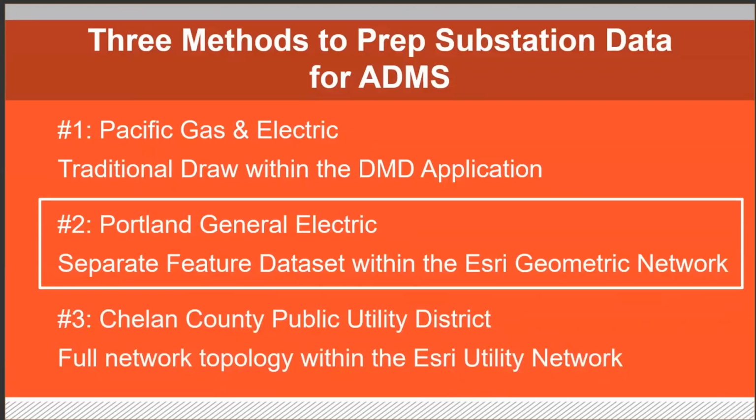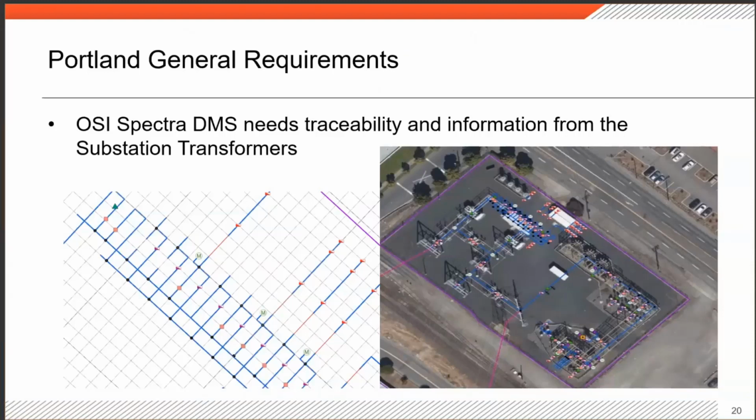So another method that was used was Portland General's separate feature data set. They had a separate feature data set, both of them within the geometric network, in an Esri 10.6.1 model. Portland needed traceability for their OSI ADMS.